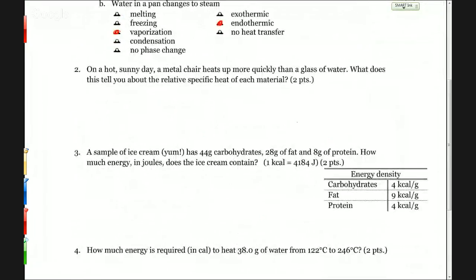All right, the rest of these I think were all questions from the book. On a hot sunny day, a metal chair heats up more quickly than a glass of water. What does this tell you about the relative specific heat of each material? The other materials take the heat, so it will be... I don't know.